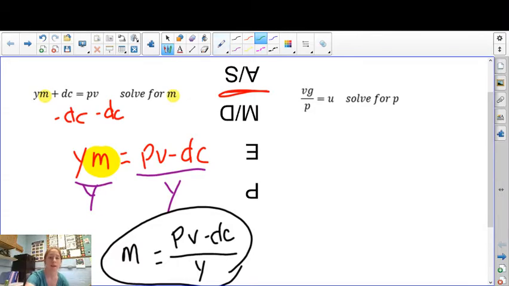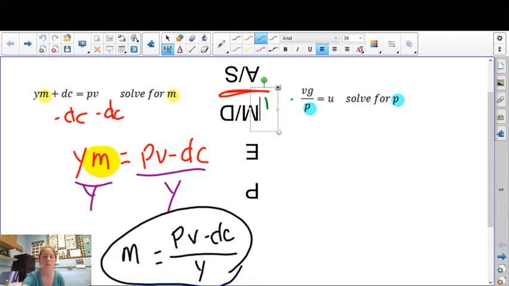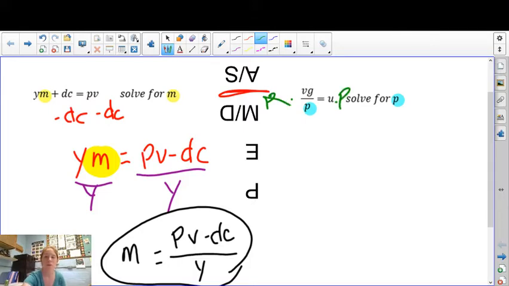Let's switch our highlighter color because I like blue. We're going to look for P. So P is here on the bottom. Okay, well, I need to get P by himself. Right now he's being divided, and I don't want him divided. So we're going to undo that division with multiplication. I'm not writing, I'm just using my marker. So times P to both sides. So P on top and P on bottom cancel each other out. And I'm left with VG by itself is equal to U times P.